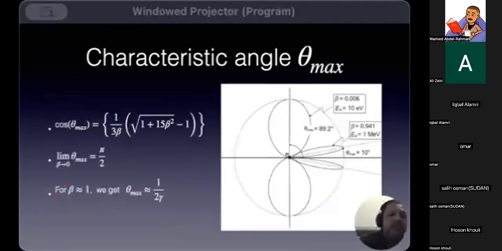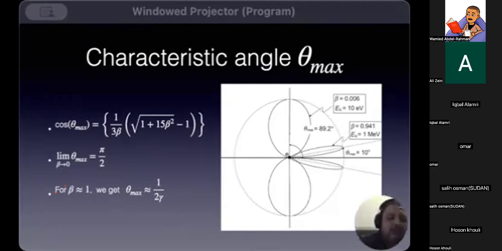When we do this, this is the equation we're going to find. Cosine of theta max. Remember what we're trying to find: the angle at which the intensity is maximum. It's not the only direction where photons are going to be emitted, but this direction is where the intensity is maximum, higher than other angles. So the cosine of theta max equals this equation.